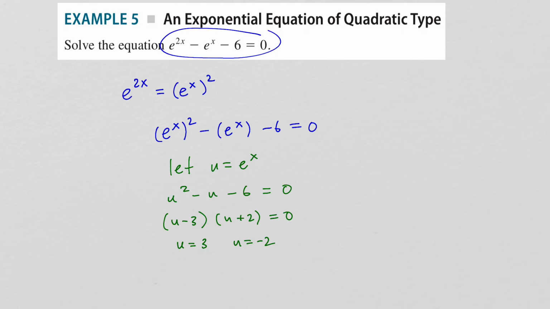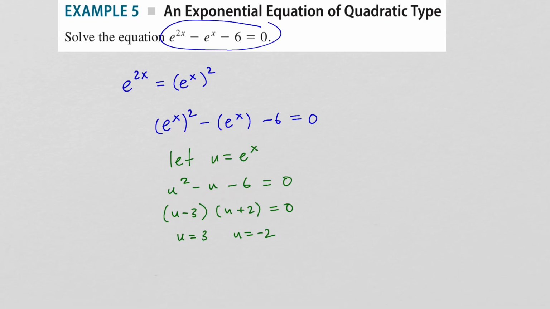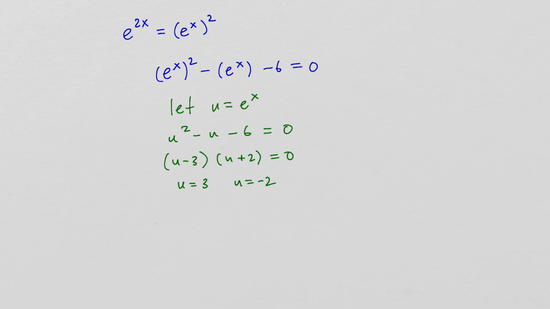Now, of course, we're not solving for u in this problem. U is something that we made up to make the problem look more simple for us. So when I'm done solving for u, I need to remember that u is really e to the x. And so I'm going to rewrite this as e to the x equals 3 and e to the x equals negative 2.